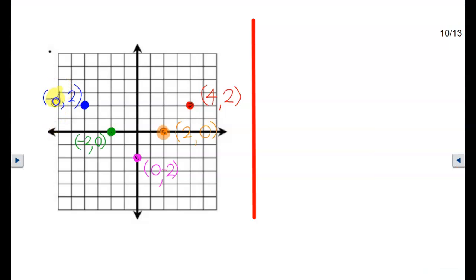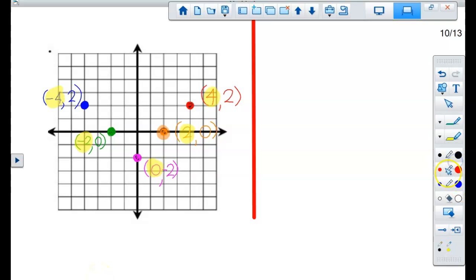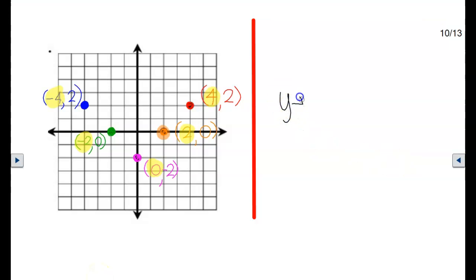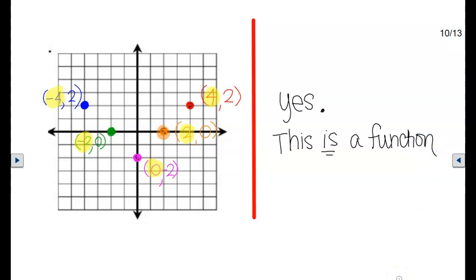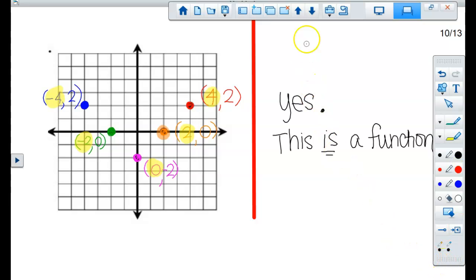And then to also drive home that this would be a function, look at these x values, because we know that x values determine if we're functions or not. We have -4, -2, 0, 2, and 4. None of those are repeated. So each vertical line only touched one dot on the graph. None of the x's are the same. So yes, this is a function. Each vertical line only touched one dot on that graph.